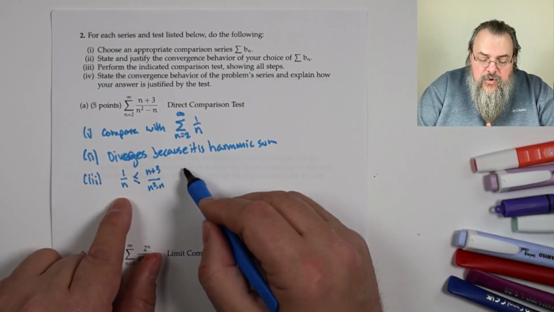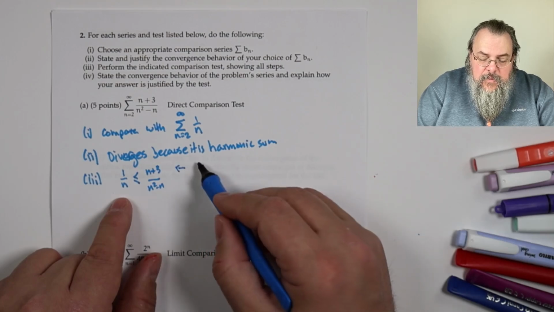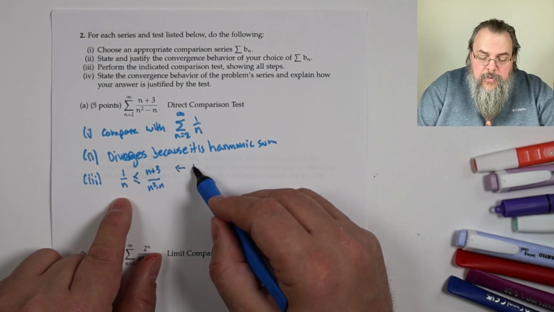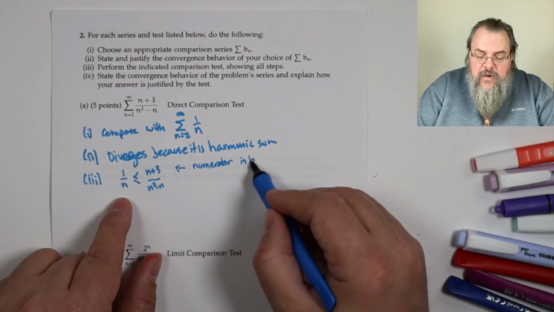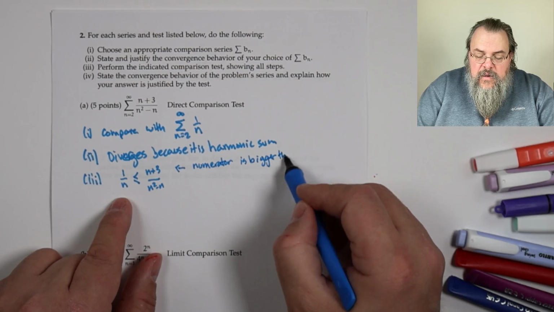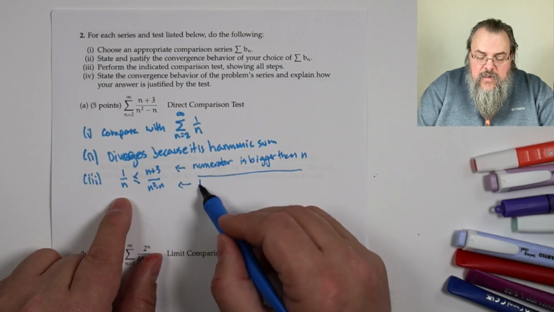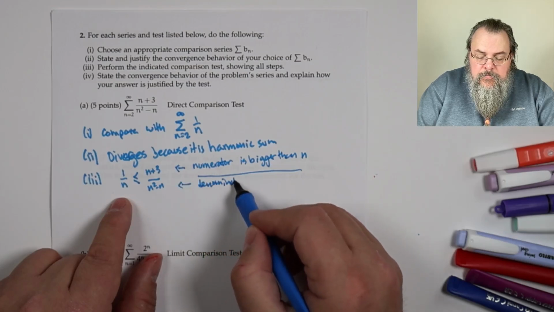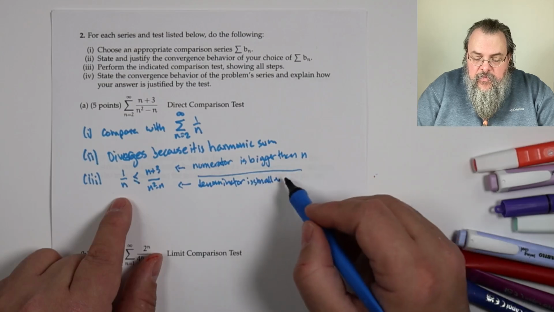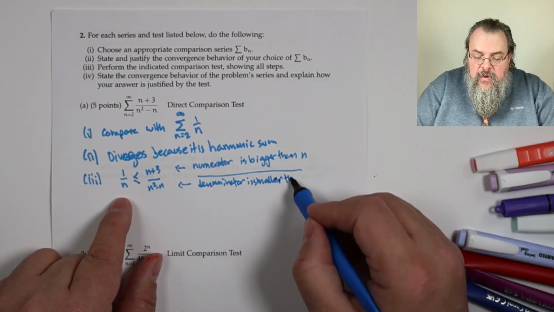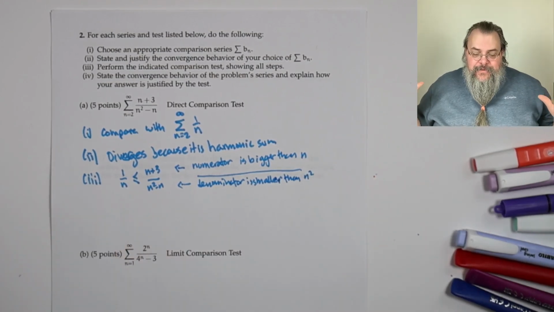Now, why is this true? Well, if you look, I point to the numerator. The numerator is bigger than n. And now downstairs, the denominator is smaller than n squared. Now, why am I saying all of this?